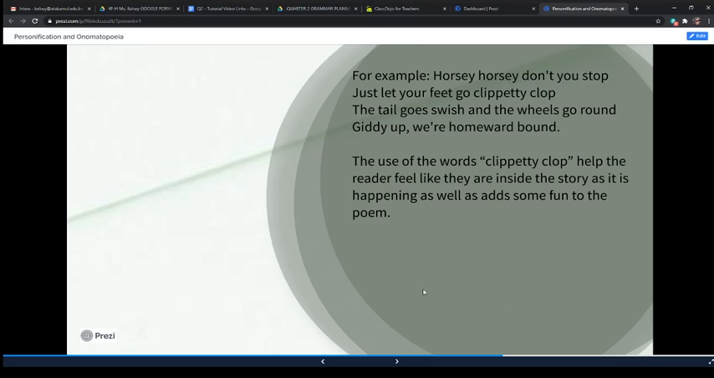This is an example of a poem using onomatopoeia. The words clippity-clop help the reader feel like they are inside the story as it is happening, as well as add some fun to the poem.